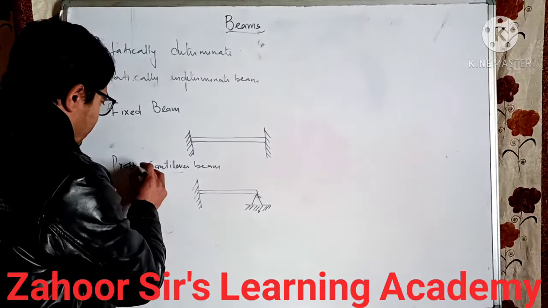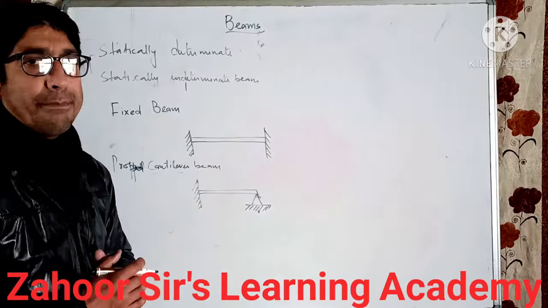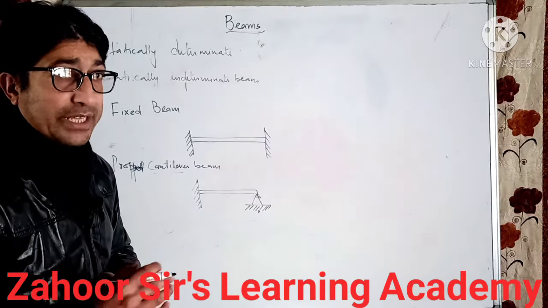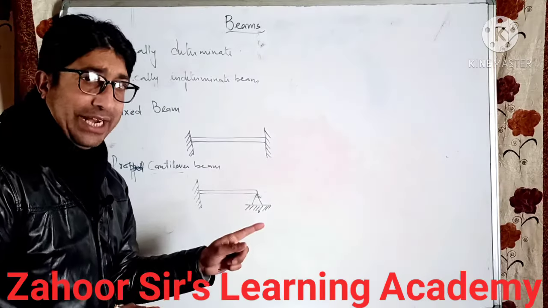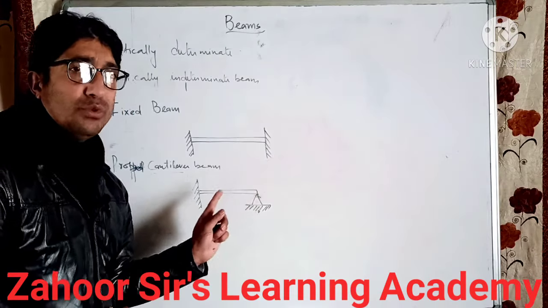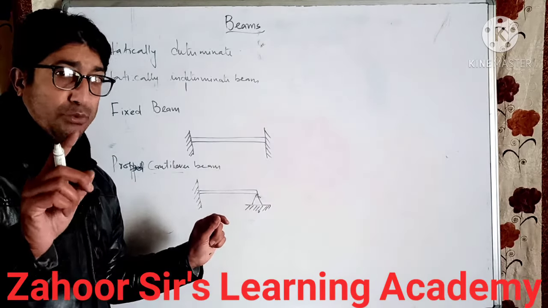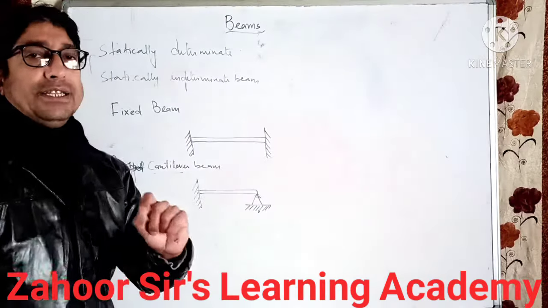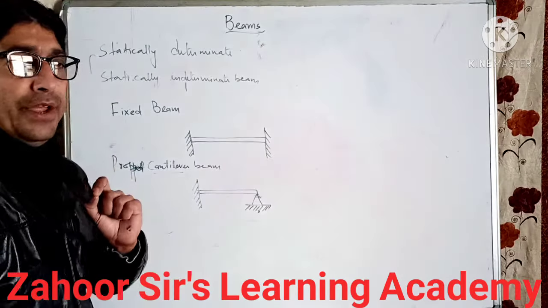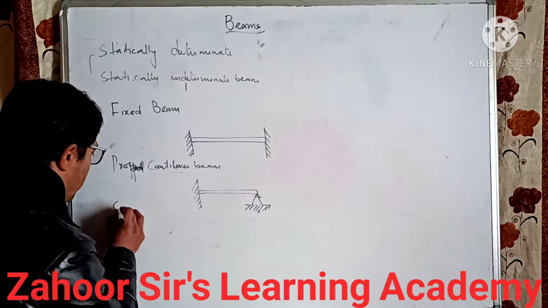So it's a propped cantilever beam. Which is a propped cantilever beam? It's a cantilever beam. What is a cantilever beam? A cantilever beam is one whose one end is fixed, other end is free. Now propped means the free end has a support beneath. That is a propped cantilever beam. Now one more type, and the last type is the continuous beam.